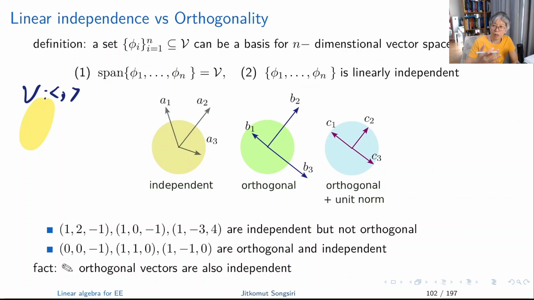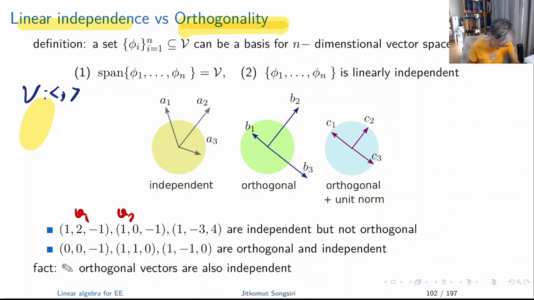So when we discuss more about an inner product space, we have seen the concept of two vectors being orthogonal. So now the question is, are these two properties the same or not? Being linearly independent as vectors in the vector space, and being orthogonal in an inner product space. Here I have a specific example for you to see first.